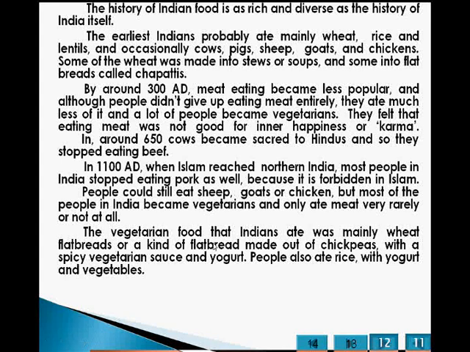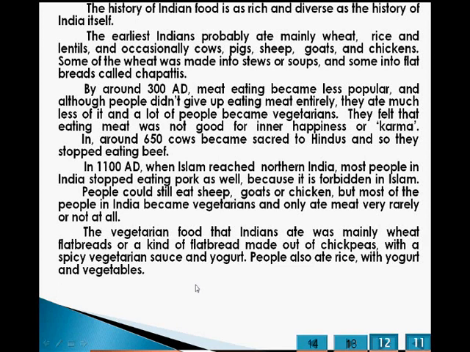The vegetarian food that Indians ate was mainly wheat flatbreads, or a kind of flatbreads made out of chickpeas, with a spicy vegetarian sauce and yogurt. People also ate rice with yogurt and vegetables. So again, the main idea of this paragraph is talking about the kind of food the Indians ate. Okay, and not any Indians, they are the vegetarian ones.